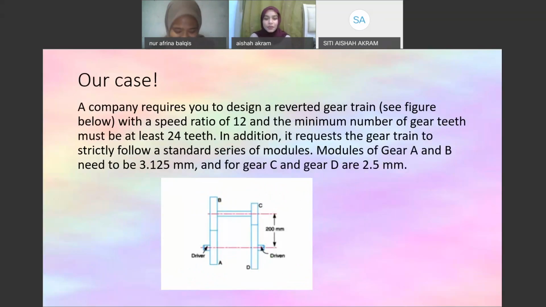For the moment, we need to complete one case, which is as shown in the slide. A company requires you to design a reverted gear train as shown in the figure below with a ratio of 12, and the minimum number of gear teeth must be at least 24 teeth. In addition, it requests the gear train to strictly follow a standard series of modulus. The modulus of gear A and gear B needs to be 3.125 millimeter, and for gear C and gear D it is 2.5 millimeter.